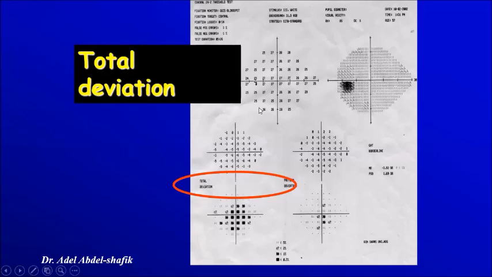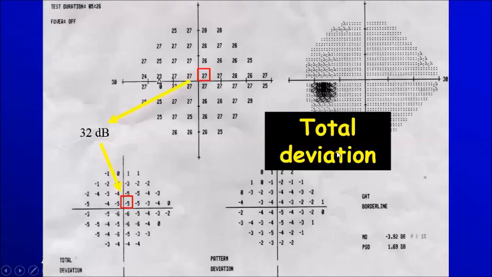So each location is compared with that of that age, and any differences are added here, either no change or higher, plus or minus, compared to the norm. Now, what about the total deviation? This is an example of the total deviation. This point is 27. Its normal is 32, so it's written here -5.